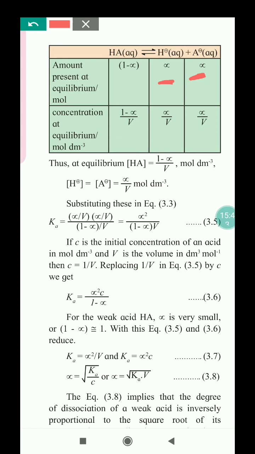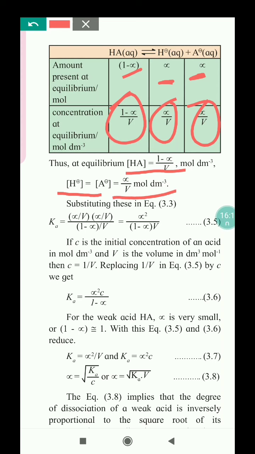Concentration is expressed in moles per dm cube. So here the number of moles 1 minus alpha in V liter solution gives 1 minus alpha upon V. Here alpha upon V, and here again alpha by V. So this is the concentration at equilibrium. Concentration of HA is 1 minus alpha upon V. Concentration of H positive equal to concentration of A negative is equal to alpha by V.